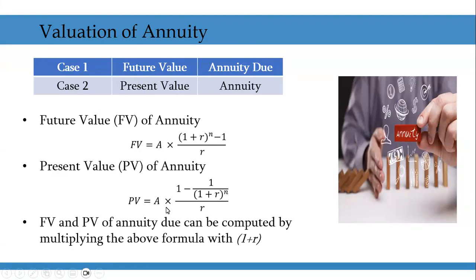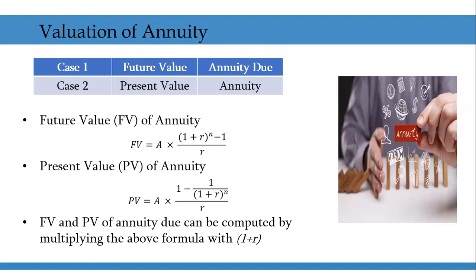Present value of annuity is A into 1 minus 1 by 1 plus r to the power of n, divided by r. Here again, A is the annual installment. These two are the formulae for calculation of present value and future value of annuity.